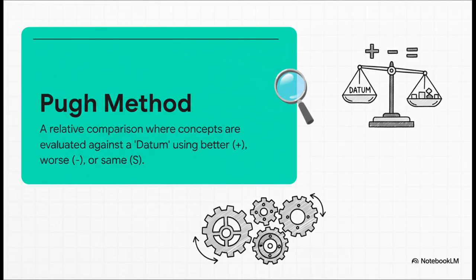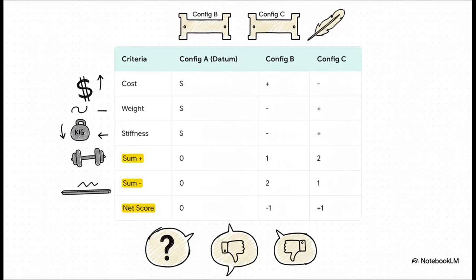It's quick, it's great for team discussions, and it forces you to justify your thinking. So, here's what that looks like for our bracket example. Let's say we make configuration A our datum, that's our baseline. Now we look at config B.